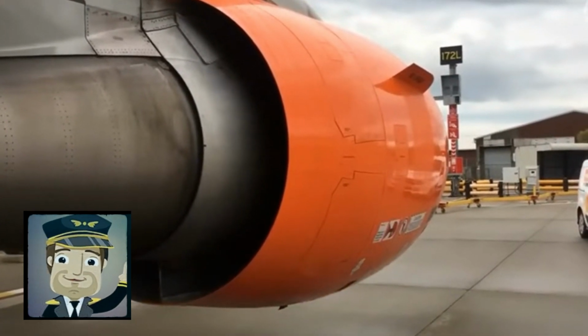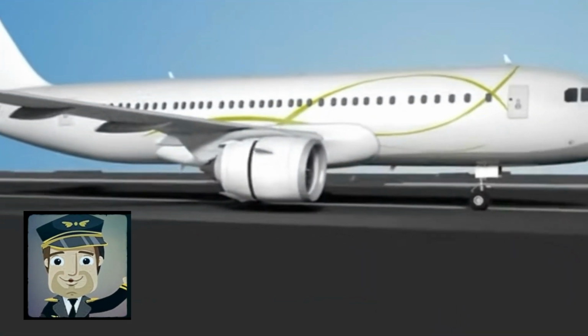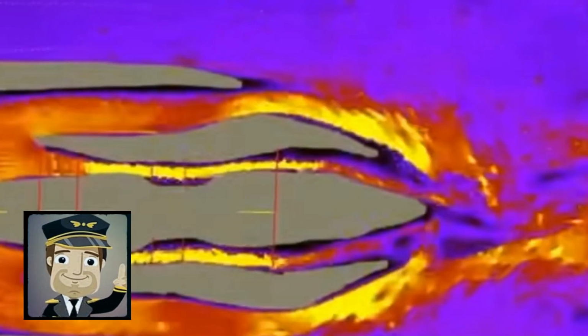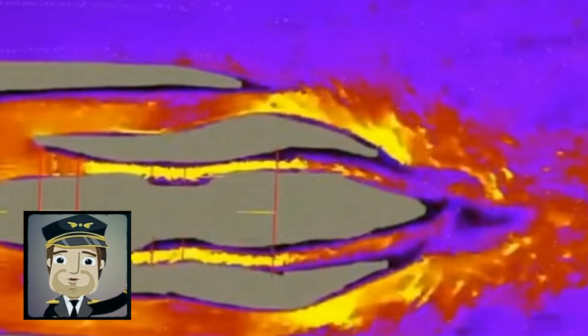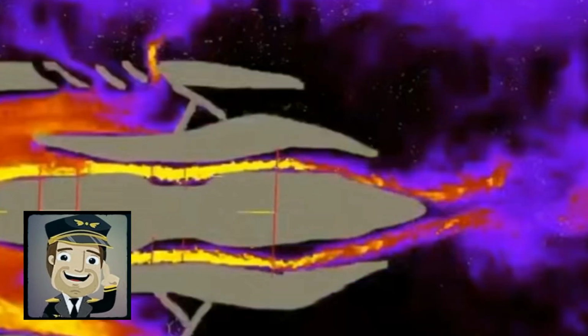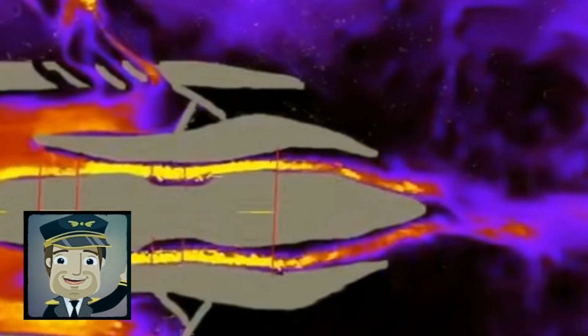This redirection occurs when external panels slide open, exposing lateral outlets, while internal deflectors called blocker doors are positioned to guide the bypass airflow out through the side openings. As a result, air that would normally be expelled backward is partially directed forward and outward, generating a braking force.